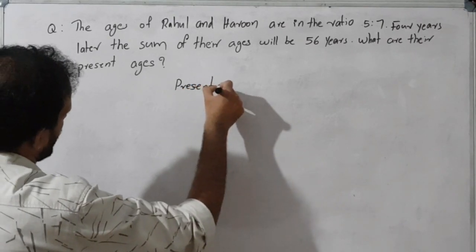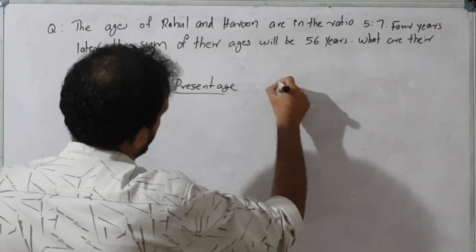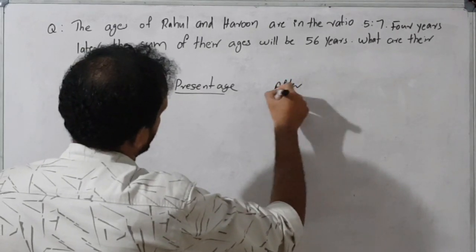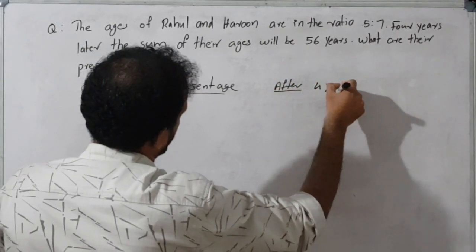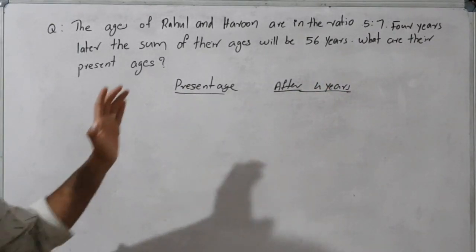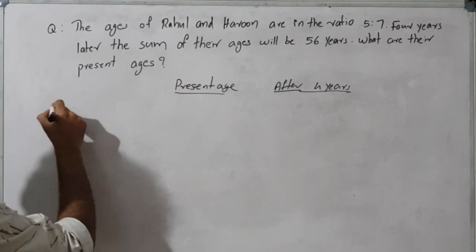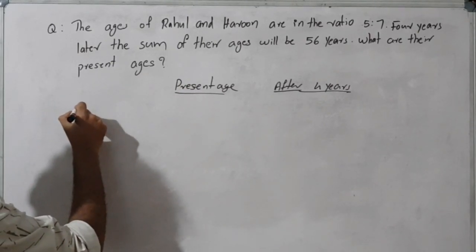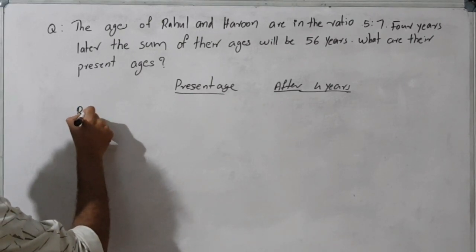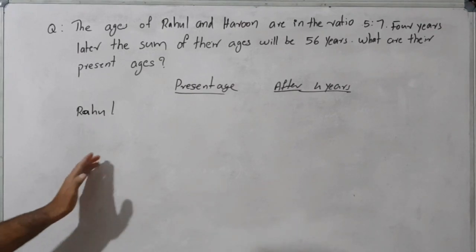Present age, and after 4 years. Then the present age and after 4 years. Then we have the two persons. First one is Rahul. Then what is the present age of Rahul?